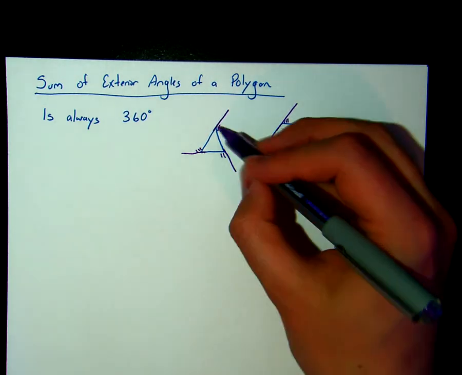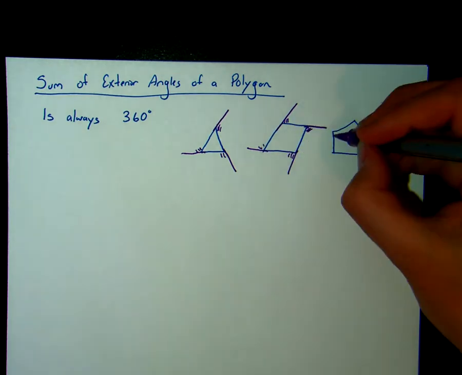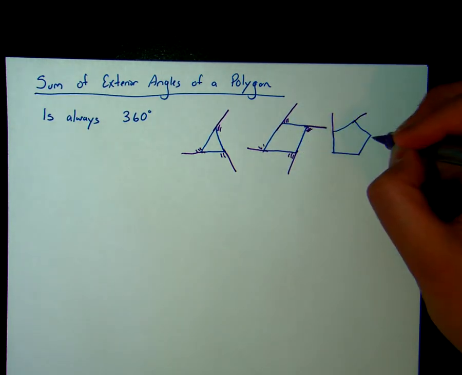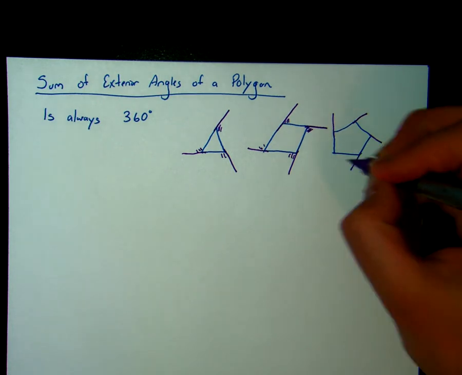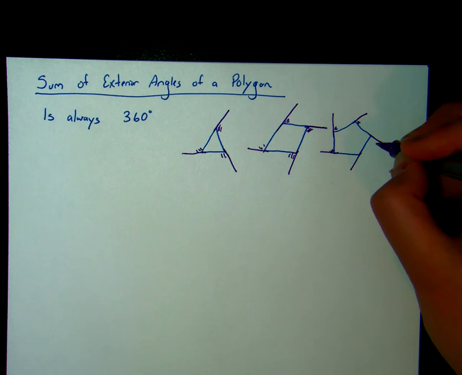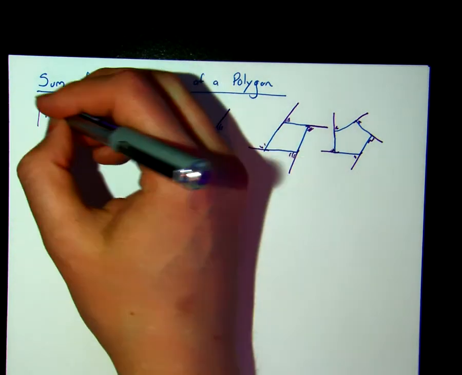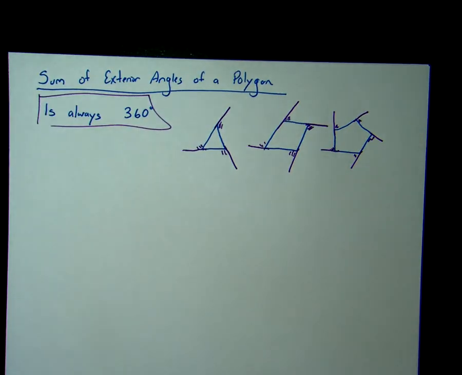So you have these exterior angles. These three angles add up to 360. These four angles here add up to 360. And these 5 angles created here, just go around and make a little pinwheel. These 5 angles here add up to 360. So it actually doesn't matter at all how many sides there are. The sum of the exterior angles will always be 360. That's basically it. That's the theorem.